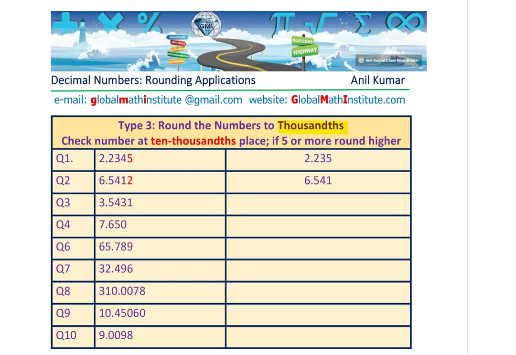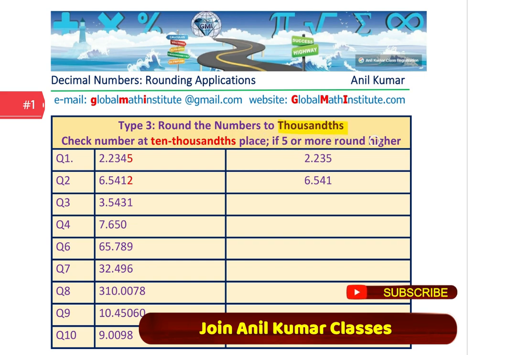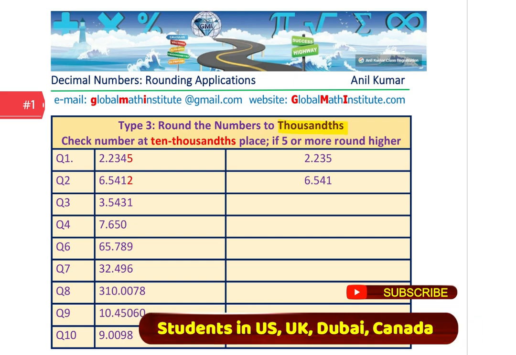Next is rounding to the thousandths place. So the thousandths place value in the very first number, 2.2345. 4 is in the thousandths place. To round it to the thousandths place, we have to check the number in the 10,000ths place, which is 5. Correct? So the whole exercise is to round the numbers to the thousandths place, check the number at the 10,000ths place. If 5 or more, round higher. Perfect. So you can do this. So first one done for you, second also done for you. So if the number is 5 or more, you round the number higher, 4 becomes 5. Correct? If the number is less than 5, it remains the same.